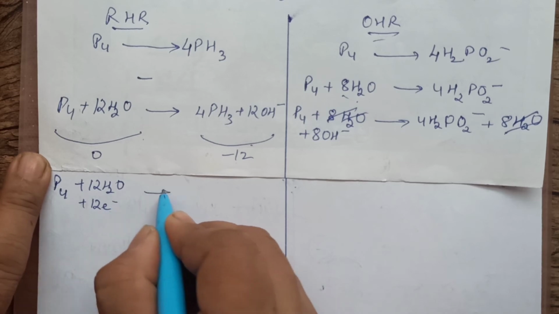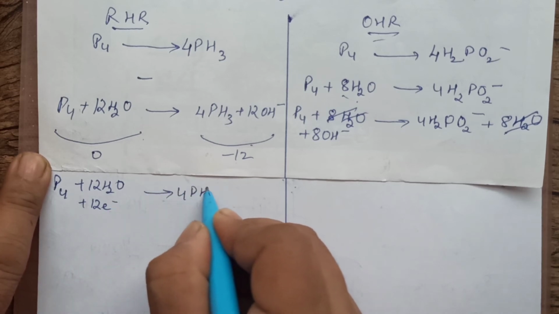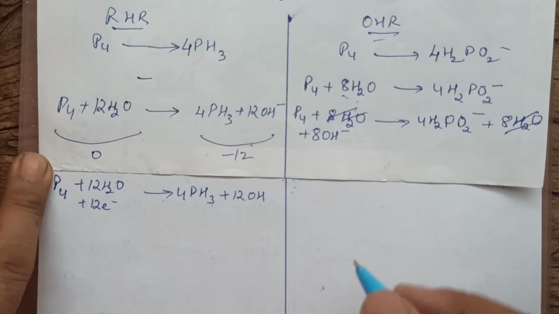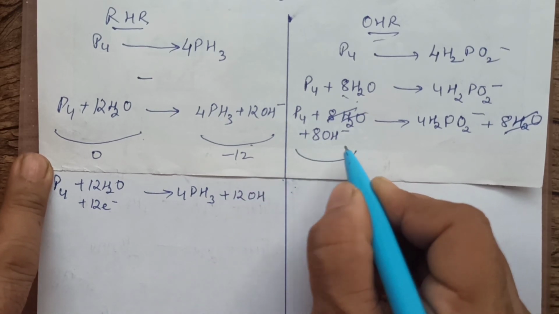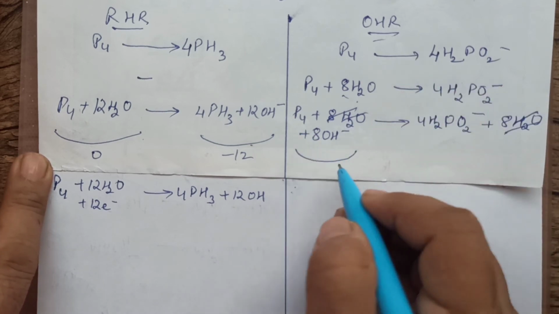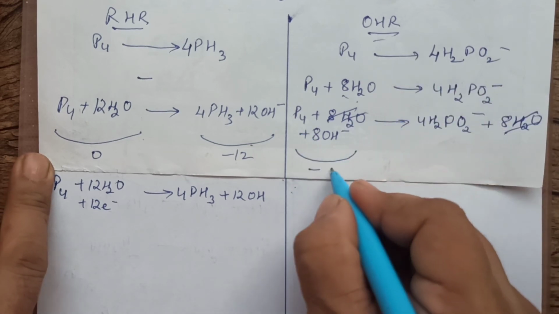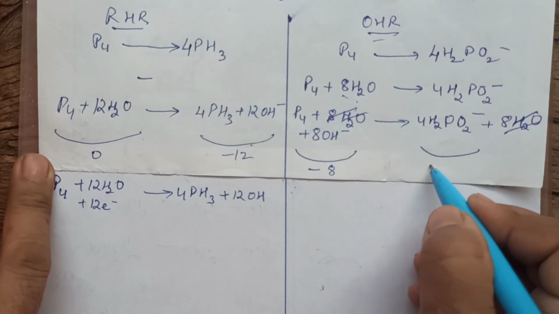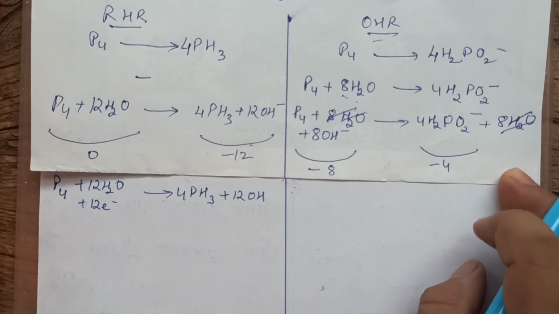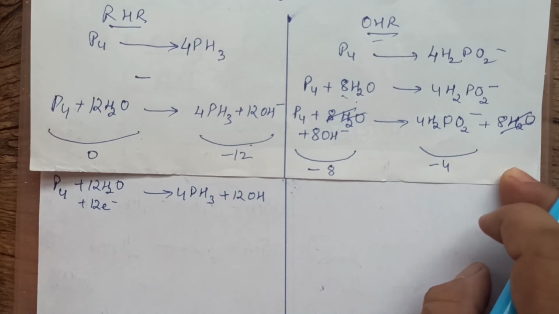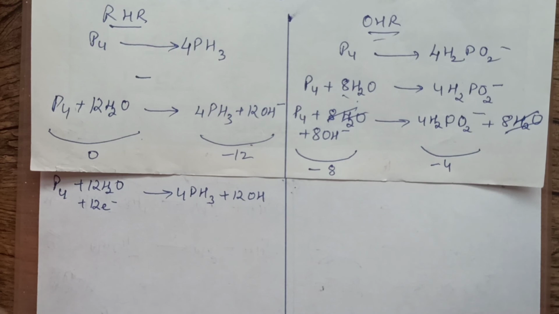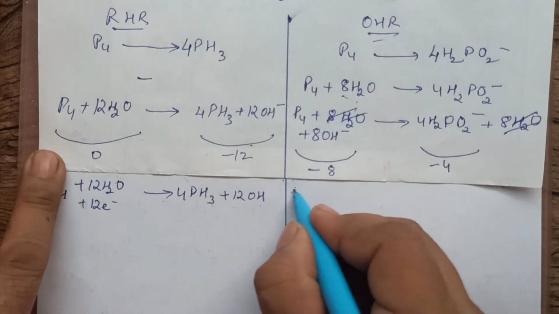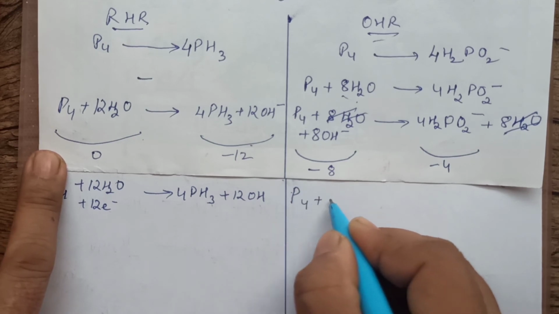Reduction means gain of electron. So I've added on the right hand side PH3 plus 12 OH minus. Let's see what is the charge on the right hand side. Oxidation half. On the left hand side of the oxidation half, minus 8. On this side you have, minus 4. So 4 less on the right hand side. Okay. And moreover, this is the oxidation half. Oxidation means loss of electrons. So it will be losing electrons, which means on the right hand side you will add electrons equal to the difference.